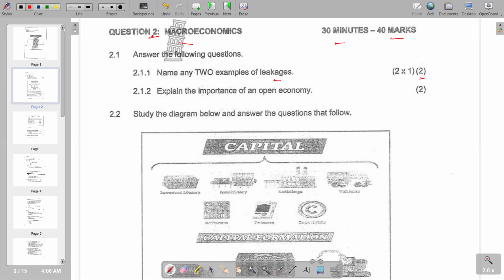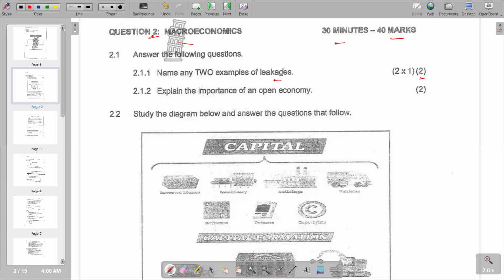We can also talk about imports. When you are having, for example, taxes, the government is collecting revenue from households and businesses. So when the revenue is being collected, it's being taken away from the circular flow. And in terms of savings, when you are saving, you are removing income from the circular flow and saving it somewhere. Basically, it also becomes a leakage.